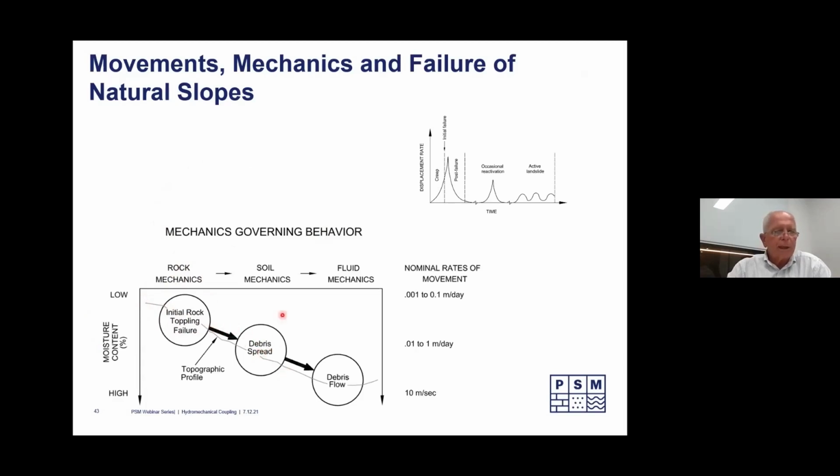Move on to soil mechanics. The collapse has occurred, there's a big pile of debris, so we're dealing with soil mechanics here. And down we go, lastly we come to fluid mechanics, when we've got very high moisture contents added into the material and very high nominal rates of movement, 10 metres a second. So it's very difficult for us as geotech engineers to actually get these boundaries very right. So this prediction process is pretty tough.